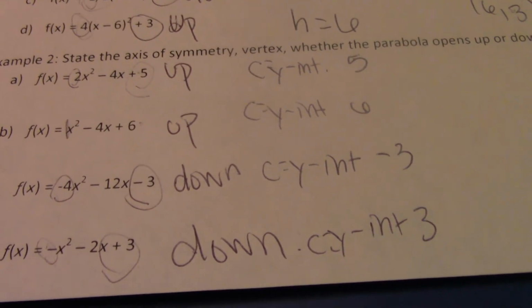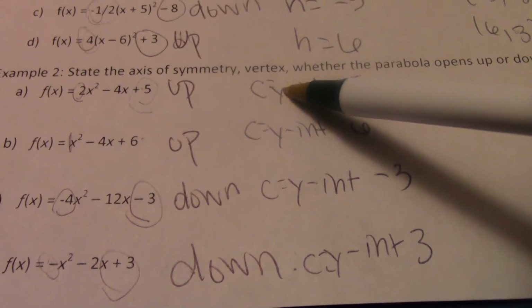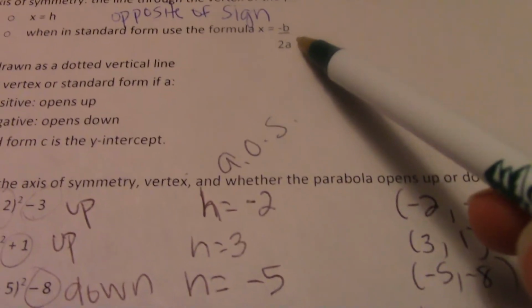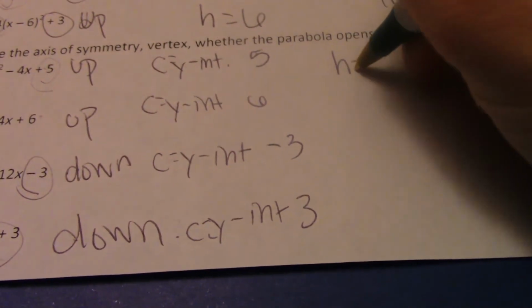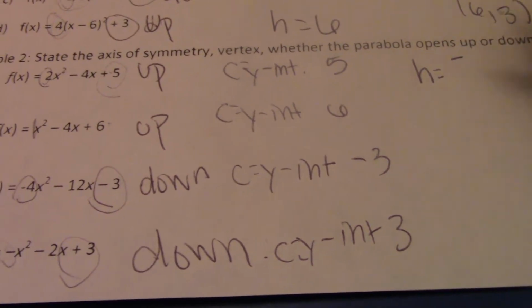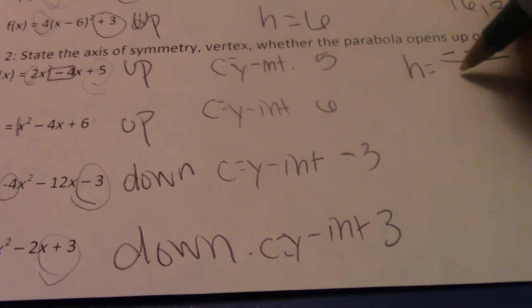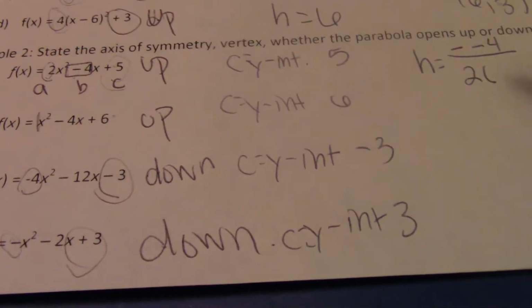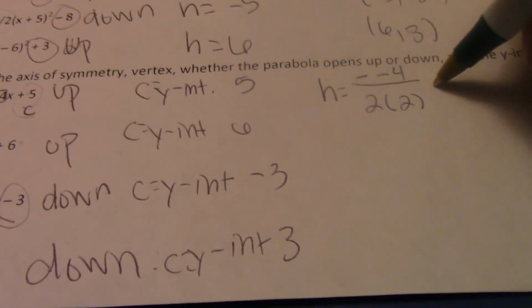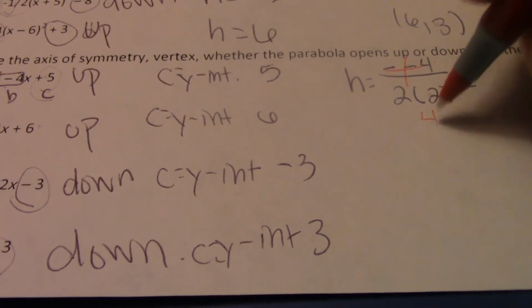Now remember I said the other two, the axis of symmetry and the vertex, aren't hard, we just have to do some calculations. We have to go back to this formula, x equals negative b over 2a. Remember, our axis of symmetry is referred to as an h, so h equals negative b. B is your middle number here. So negative 4 over 2 times, and our a is 2. So a, b, c. Negative 4 makes a positive 4. 2 times 2 is 4. 4 divided by 4 is 1.